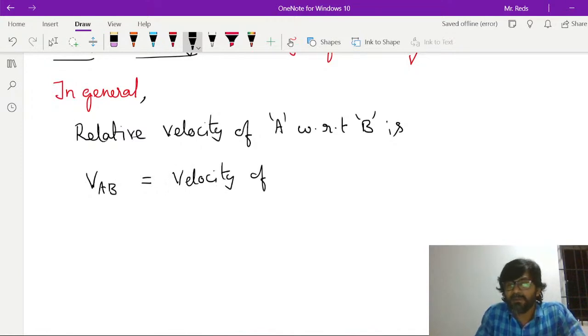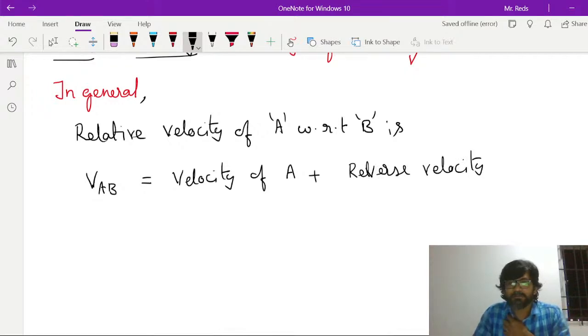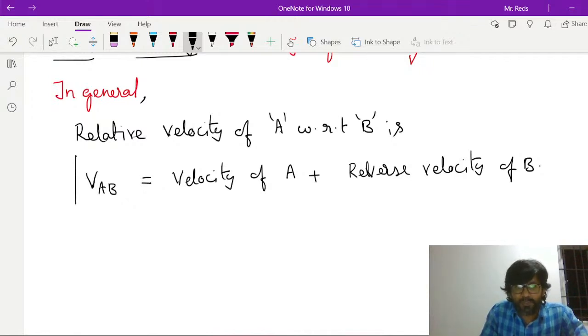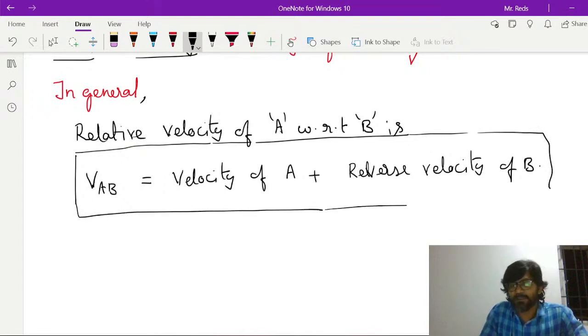velocity of the first body, that is A, plus reverse velocity of B. VAB, that is velocity of A with respect to B, is equal to velocity of A, the first body, plus reverse velocity of B. So this is the general formula you have to keep in mind and remember while dealing with the calculation or measurement of relative velocity.